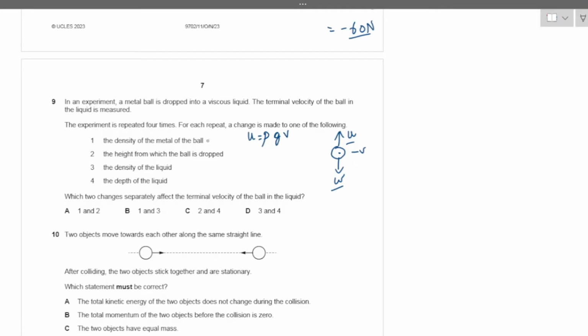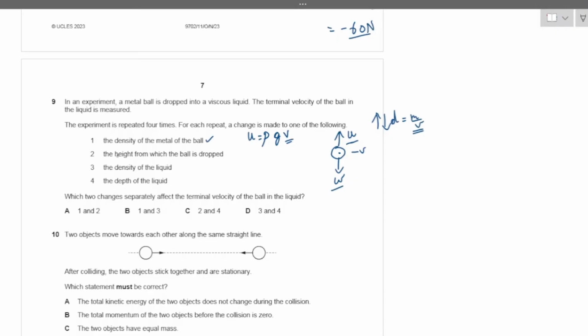Density of the metal of the ball. Yes, this can affect because density is equal to mass over volume. If you're going to vary density, either increase it or decrease it, that will change the volume. That will definitely change the volume. And volume is also being used in the upthrust over here. So this force would be affected, and that would of course also affect the constant velocity that the ball will reach.